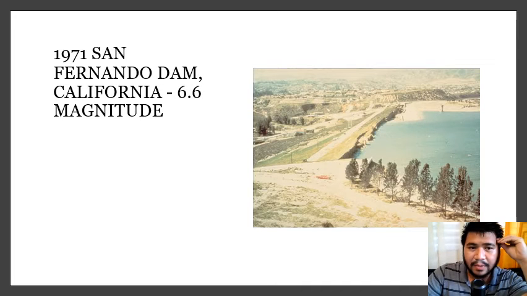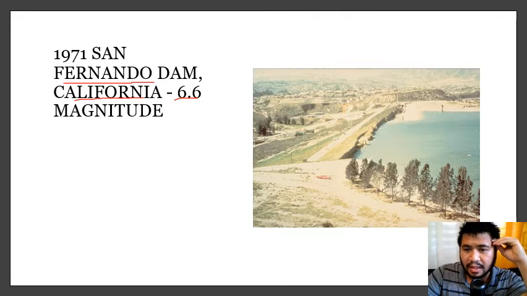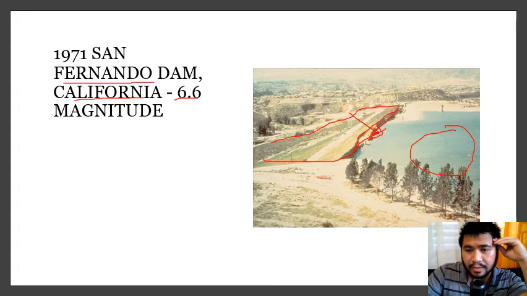And this is an example of a flow liquefaction in the San Fernando Dam in California. A 6.6 magnitude earthquake. And this is your dam. This is basically your dam. This is your reservoir. And you can see here actually there's some cracks. The failure actually moved towards this direction.